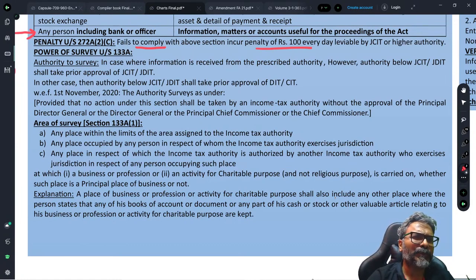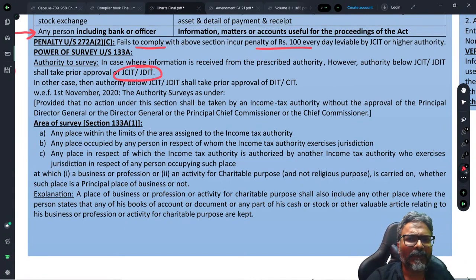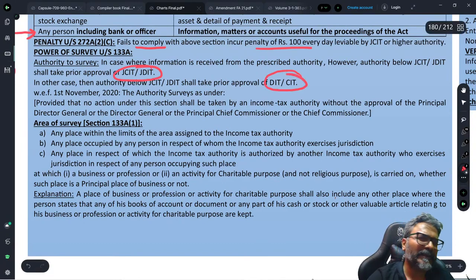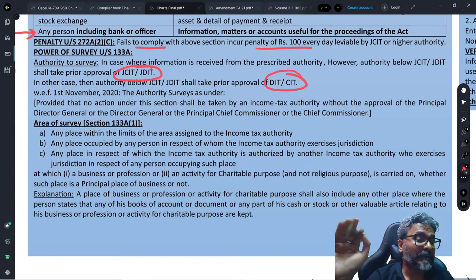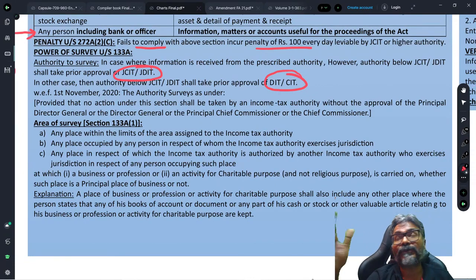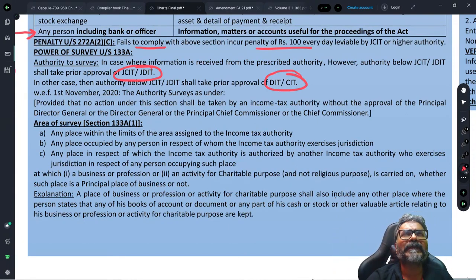So the approval, students, has to be taken either from the JCIT or from the CIT, as the case may be. You will always keep in mind this point, because these are the questions targeted in the examination, and you cannot escape from such questions.